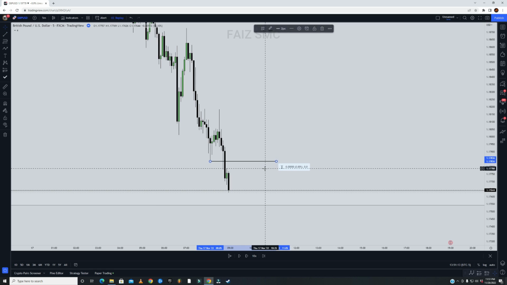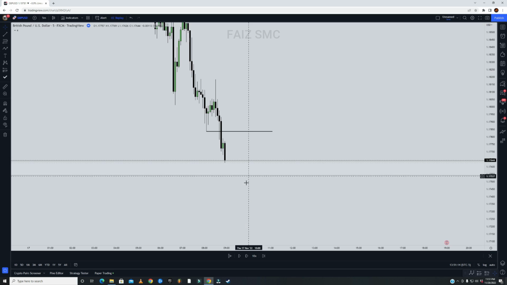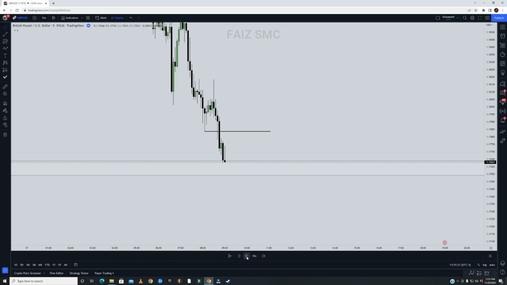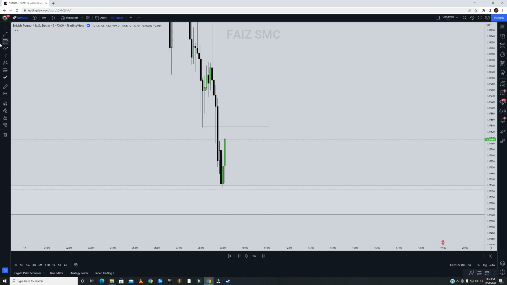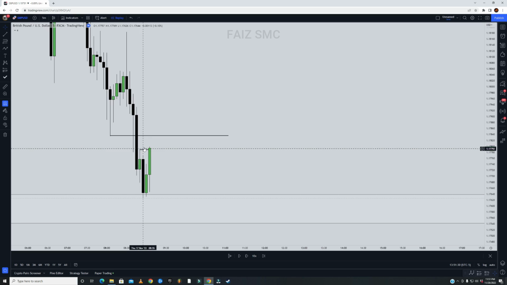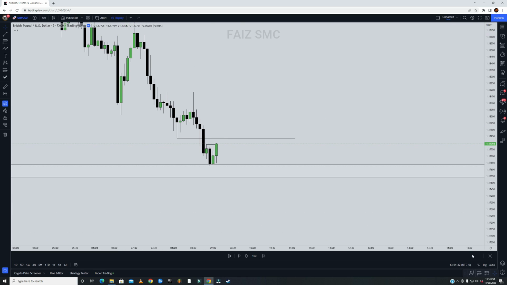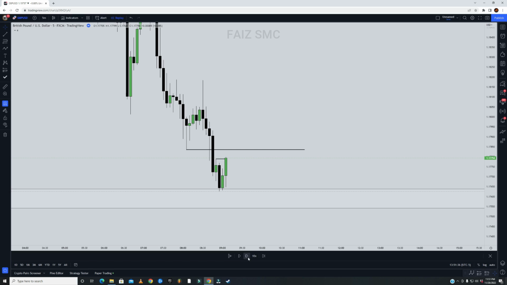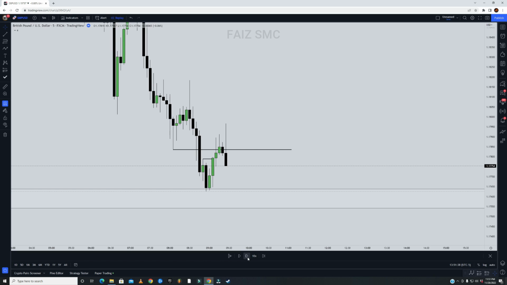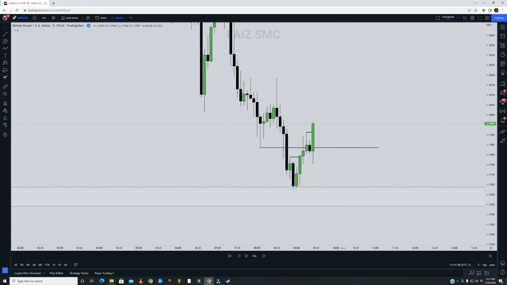So this was inducement, right? And now we are into our POI. What we want to wait for now is a market structure shift or change of character and break of structure. So right here, you can clearly see that we got our market structure shift, right? We broke this lower high, and what we want to wait for now is price to create another higher high or break of structure. So you can see that we broke, let me turn this off. We have a break of structure now.